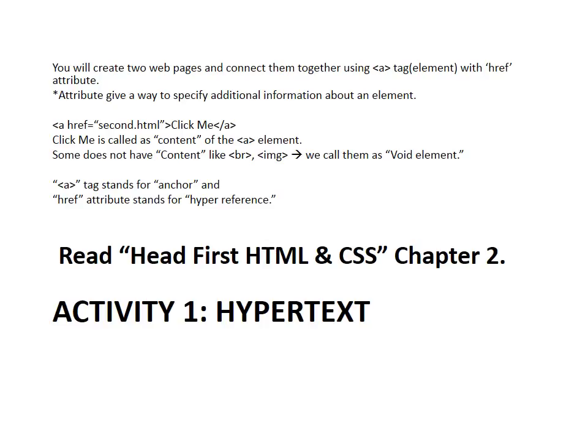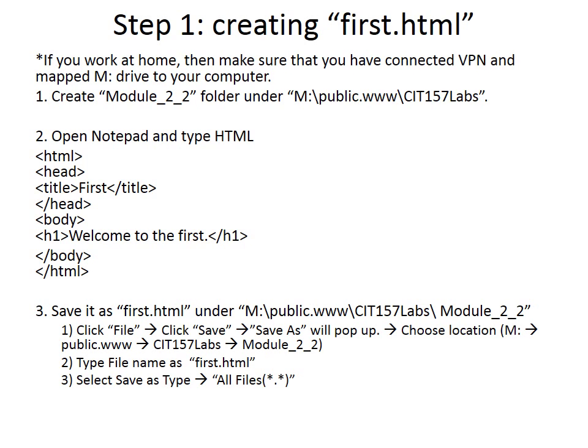In this activity 1, you will create two web pages and connect them together using the anchor tag or element with a hyperreference attribute. An attribute gives a way to specify additional information about an element. If you work at home, before you start, make sure that you have connected to VPN and mapped the M drive to your local computer.